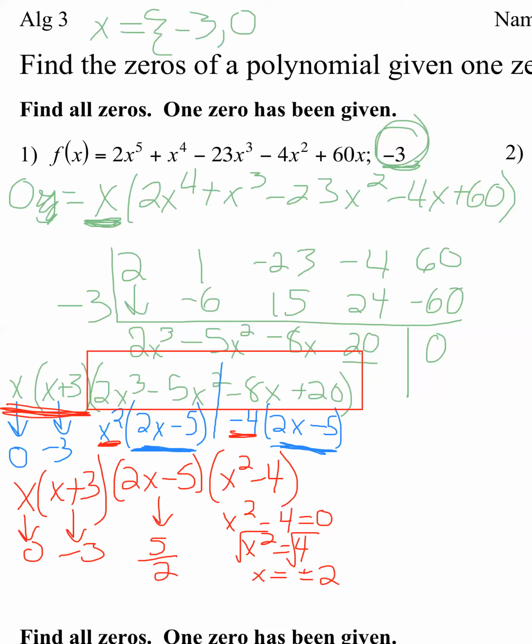So how many solutions was I supposed to have? Remember way back here, we said 5. How many do I have? I have 0, I have -3. I'm going to keep the list going up at the top here. I just found 5/2, and I just found positive and -2. There are my 5 zeros for this polynomial.